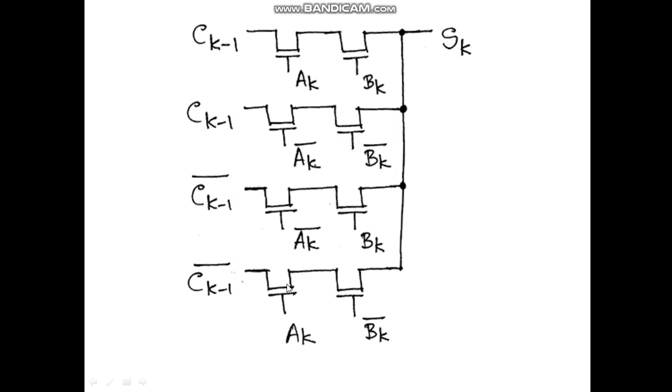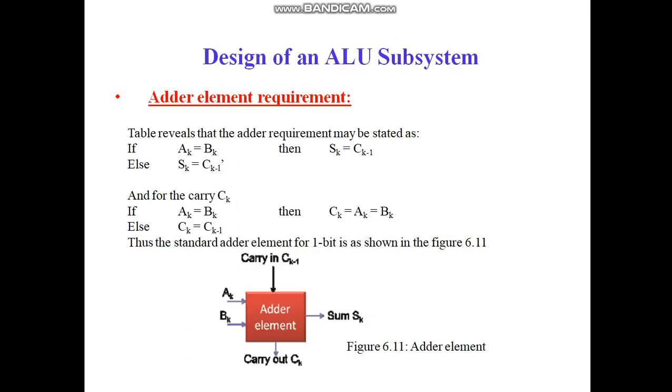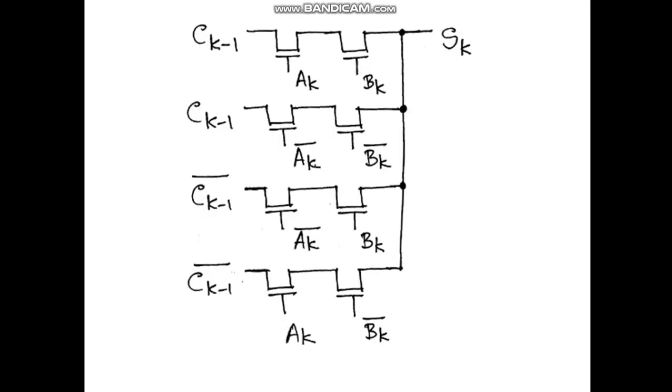And for the last combination, that is Ak is 1, Bk is 0. Here in the fourth row, Bk bar input is given. So Ak is 1, Bk bar becomes 1. Both the transistors are turned on and Sk is equal to Ck-1 bar. This is the expression we have obtained earlier. That is, when Ak is equal to Bk, Sk is the same as Ck-1, and when Ak is not equal to Bk, Sk is equal to Ck-1 bar.